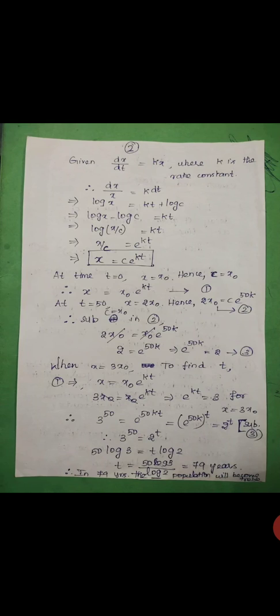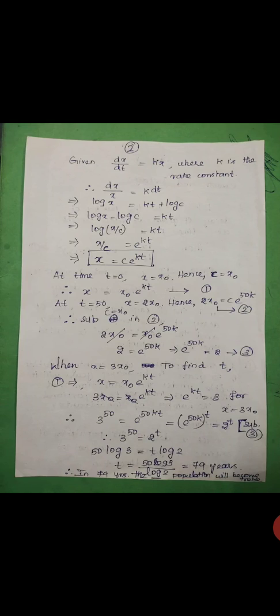In equation number 1, I substitute x is equal to 3x naught. The x naught cancels, and we get e power kt is equal to 3 for x equal to 3x naught. You have to keep this. Already in equation number 3 we have to find this.